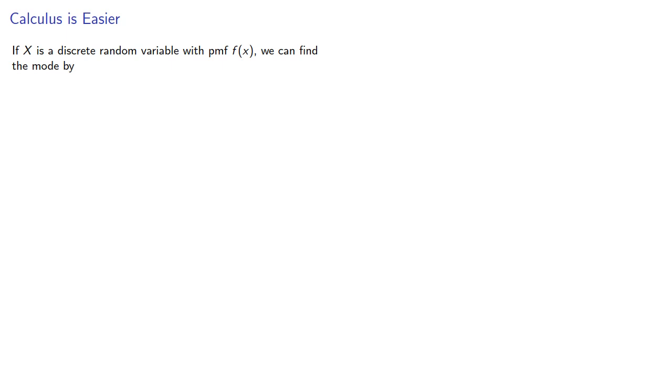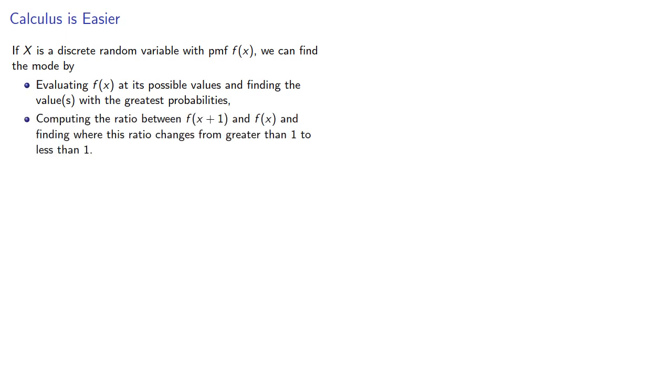If x is a discrete random variable with probability mass function f of x, we can find the mode by evaluating f of x at its possible values and finding the values with the greatest probabilities, or computing the ratio between successive probabilities and finding where this ratio changes from greater than 1 to less than 1. Both of these require a lot of work. Is there an easier way?